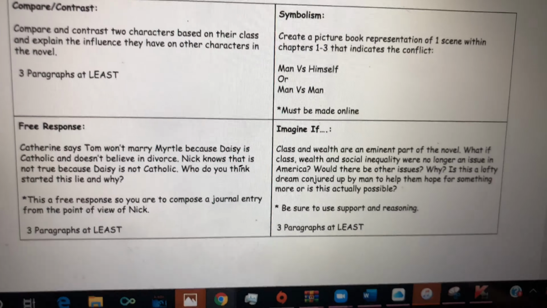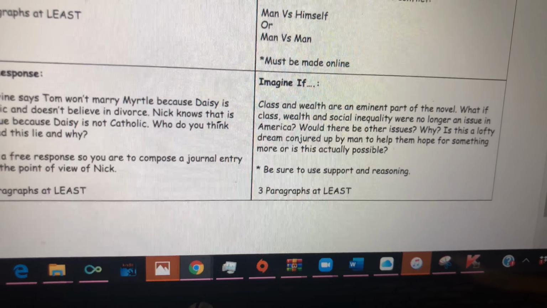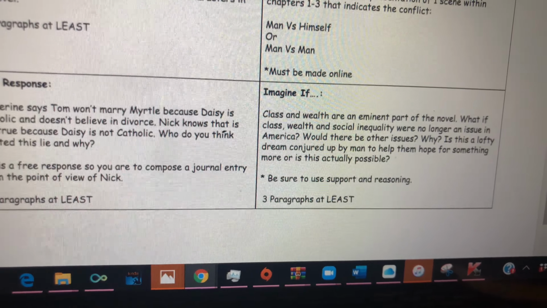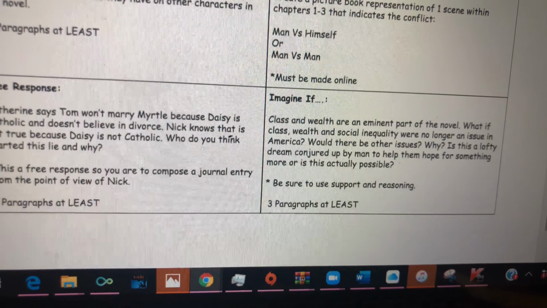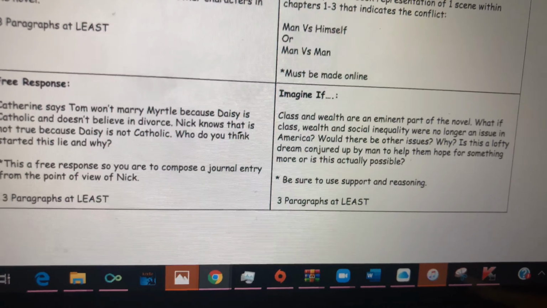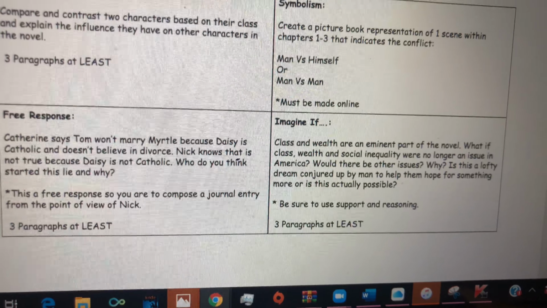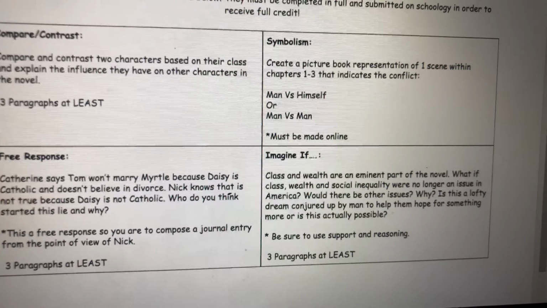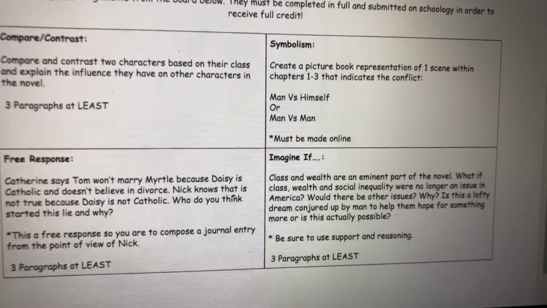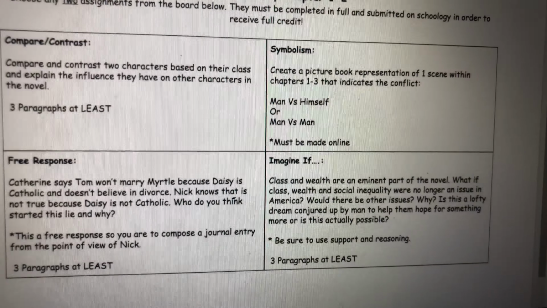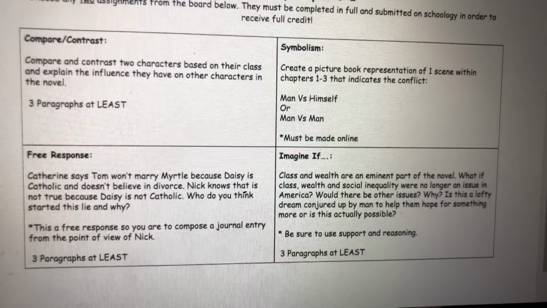And then lastly is imagine if. Class and wealth are an eminent part of the novel. So eminence, use your context clues or use a dictionary. What if class, wealth, and social inequality? We know what equality is. What is inequality? Were no longer an issue in America. Would there be other issues and why? Is this a lofty dream conjured?